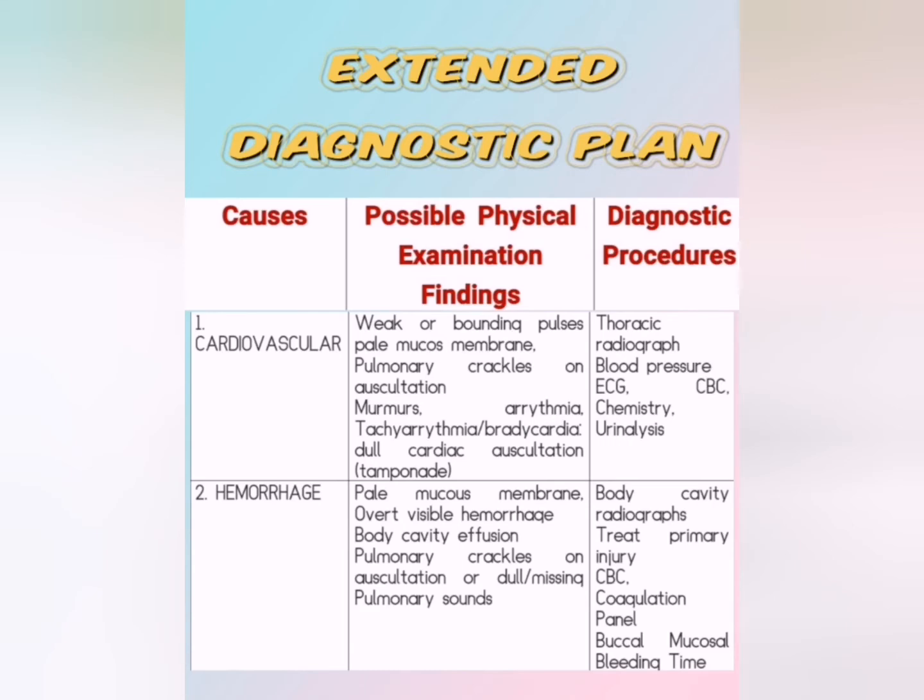Hemorrhage: pale, white mucous membranes, overt visible hemorrhage, body cavity effusion, pulmonary crackles on auscultation, or dull, missing pulmonary sounds. Diagnostics: body cavity radiographs, treat primary injury, CBC, total solids withdrawing more rapidly than PCV, coagulation panel, PT, APTT, D-dimer, buccal mucosal bleeding time.